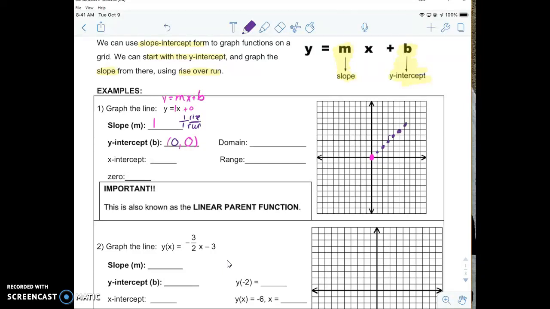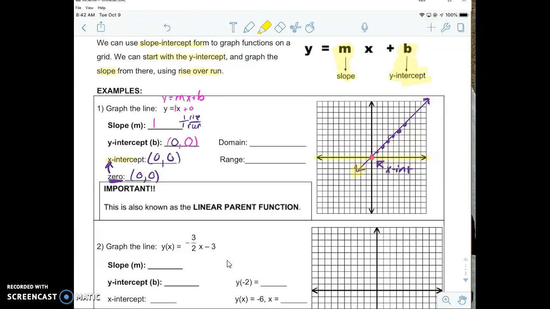Once I have a few points on my graph, I can draw my line. Remember, this line goes forever and ever, so I should have arrows on both ends. X-intercept is where my line crosses the x-axis. On this graph, I notice that my x-intercept is the same as my y-intercept. It crosses at the origin. A 0 is the same thing as an x-intercept, so my 0 is also the origin, the point 0, 0.